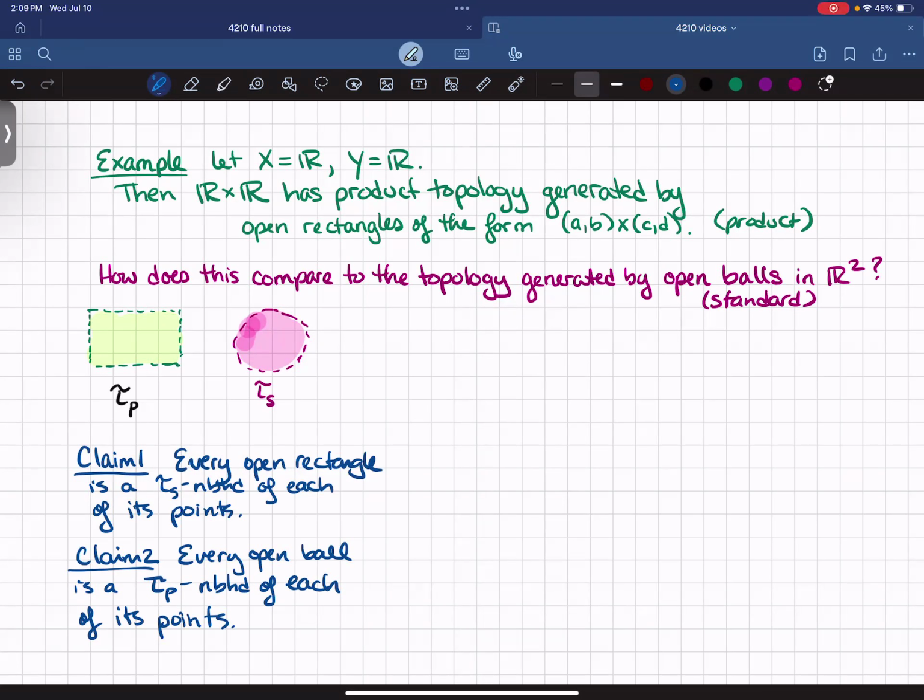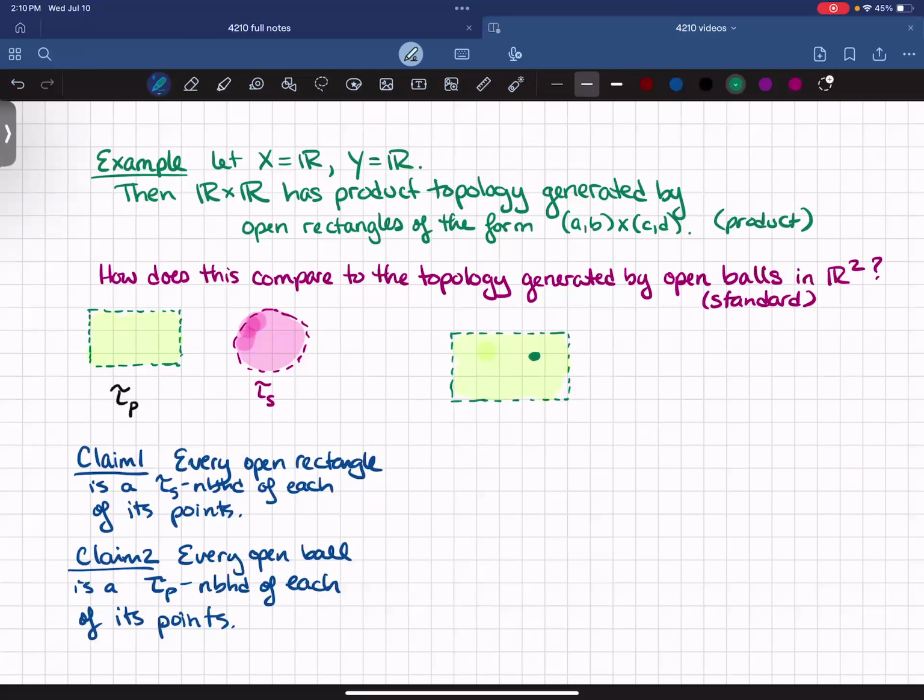Let's think about claim one. Let me take an open rectangle, and I want to say that it's a neighborhood for each of its points. So I want to take a random point inside of this open rectangle. Here's my filled in open rectangle, and I'm going to take a random point somewhere inside of it. Okay. And I claim that it's a standard topology neighborhood of each of its points.